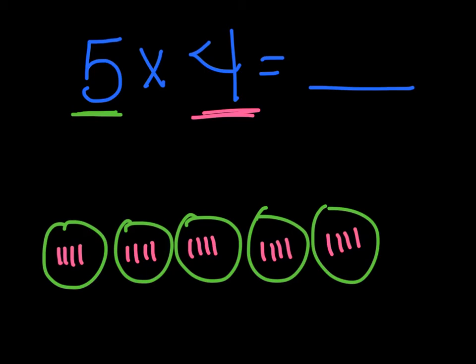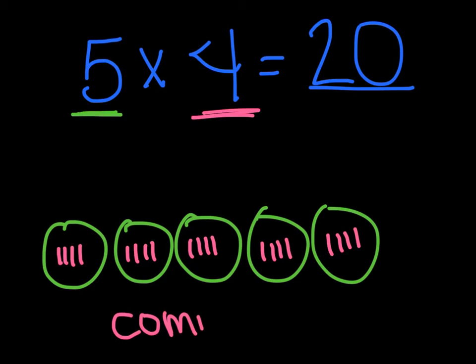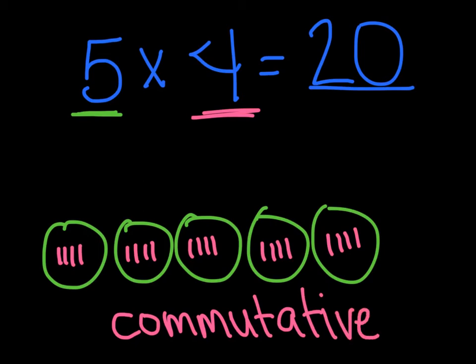Now what do you notice about my answer? It's the same, isn't it? And remember what we called that? That was called our commutative property. Remember how we did that in addition? If we add in any order, it doesn't matter. Okay, so my commutative property says that I can multiply in any order and still get the same product either way.